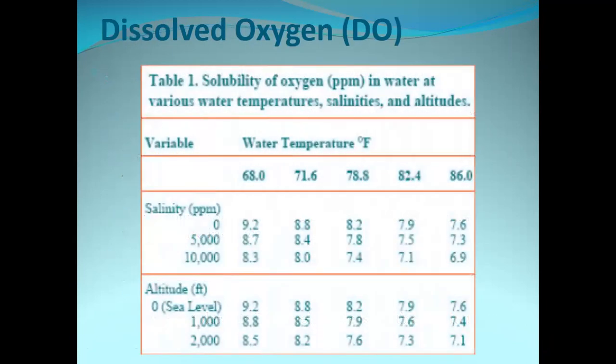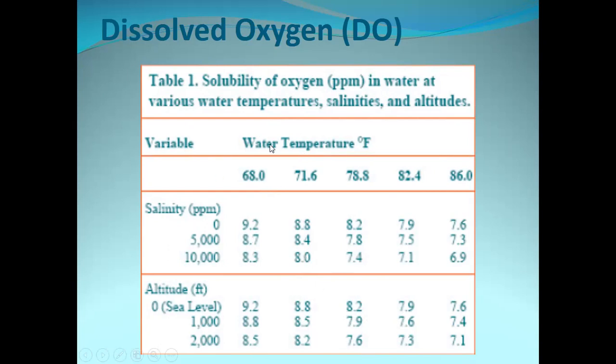Remember, I told you that oxygen is affected by salinity as well as temperature. So this little table basically gives you an idea of how much oxygen you can have within your water based on what the salinity is like, as well as what the altitude, or the height above sea level, is like. So temperature, salinity, and altitude, and this is how they affect dissolved oxygen.